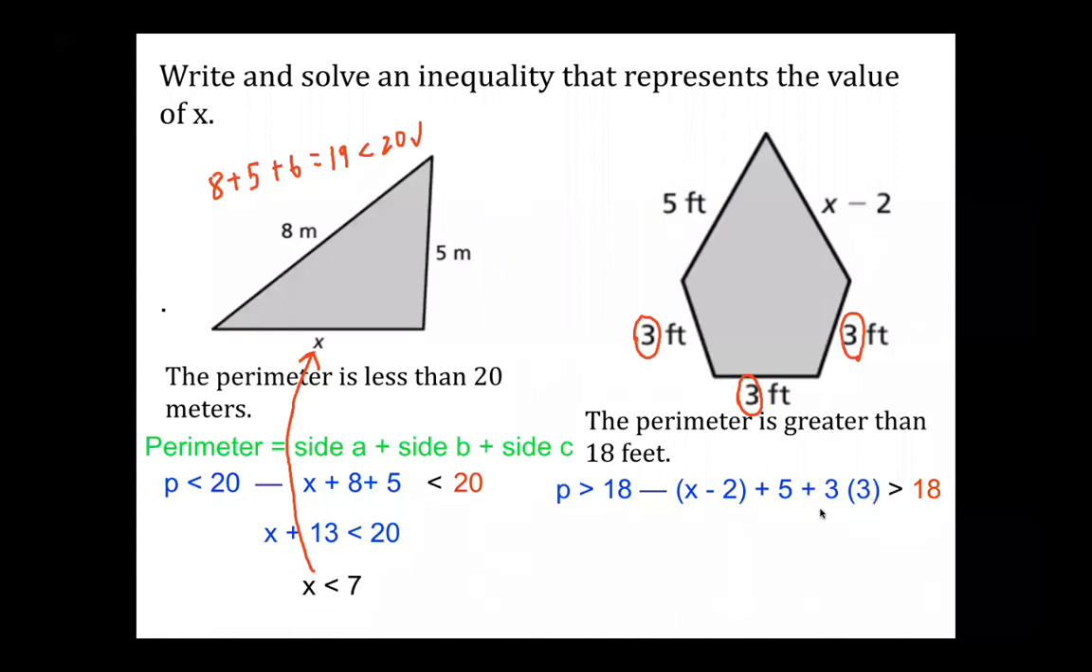So if you do that, this can simplify into x plus 12. That would be because 3 times 3 would be 9. You have 5 plus 9 equals 14, but you have the minus 2 of x minus 2, and that would give you 12. So you're left with x plus 12 is greater than 18. And now you can go ahead and subtract 12 from both sides to isolate x, and you're given that x is greater than 6. So in order for the perimeter to be greater than 18 feet, your x value should be greater than 6.